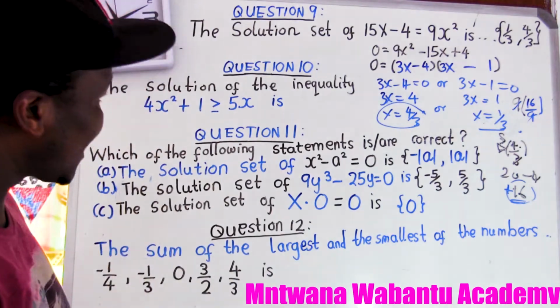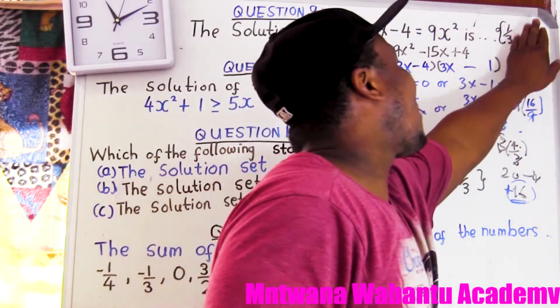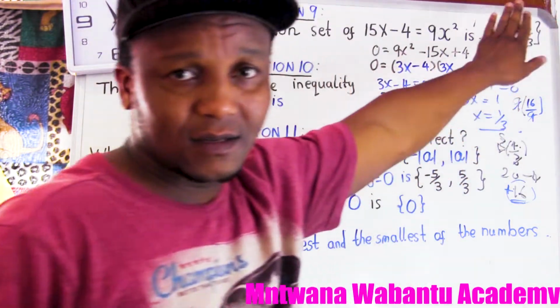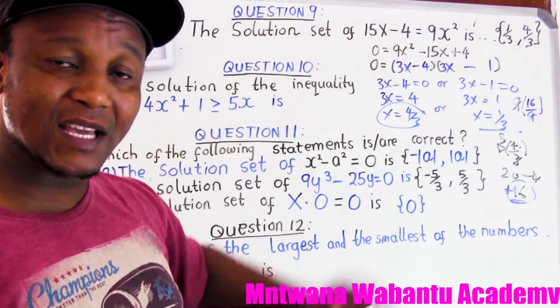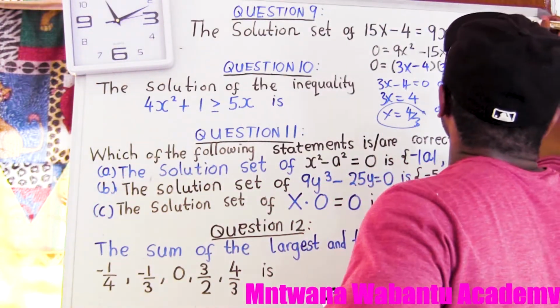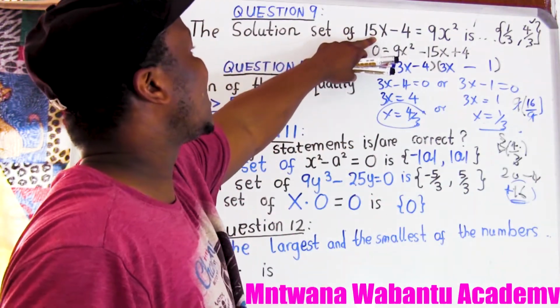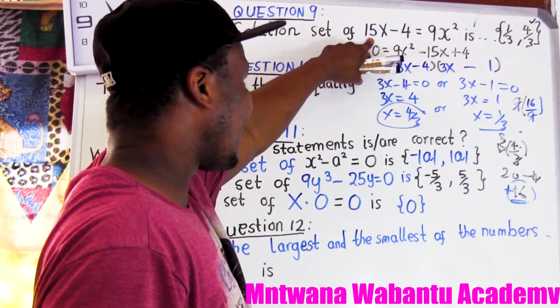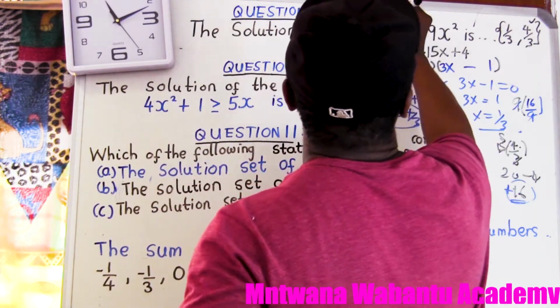You have to do the same thing to test the other one so we can confirm. But if one of them does not work, then don't write it as part of the solution set. When you say set, it means you have to go back and check that the right hand side equals the left hand side. So this one, yes, we have checked, is a true solution. Now let's go to 1 over 3. If you put 1 over 3 here, it's going to be 15 times 1 over 3 equal to 5. 5 minus 4 equal to 1. So the left hand side equal to 1.